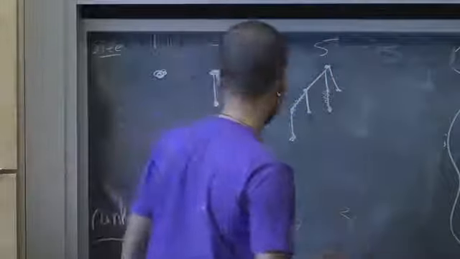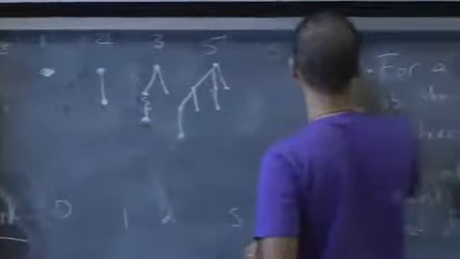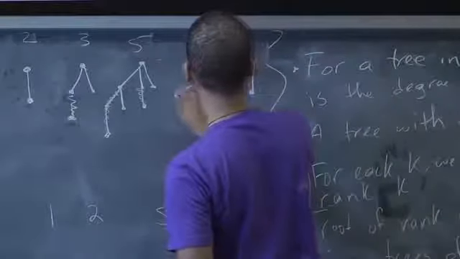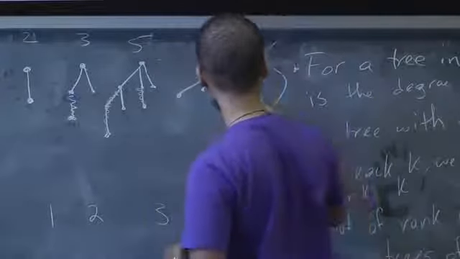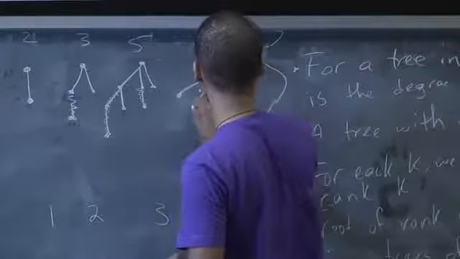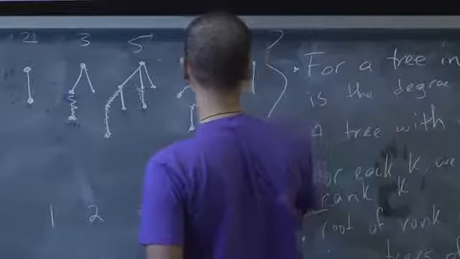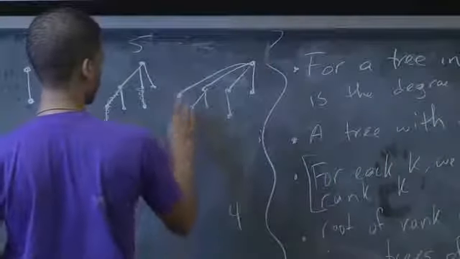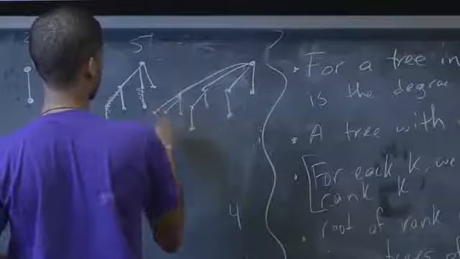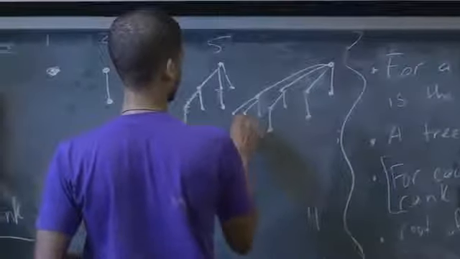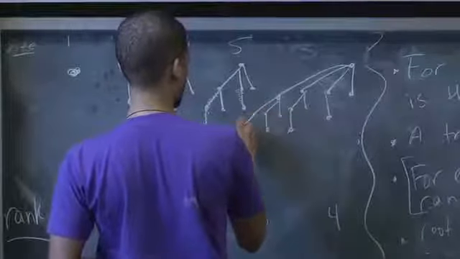Let's just do one more. How about if we had a rank 4 tree? So it has 4 children. This guy looks like this. This guy looks like this. And this guy is a rank 3 tree. So he has 1 here. This is a rank 2 tree.